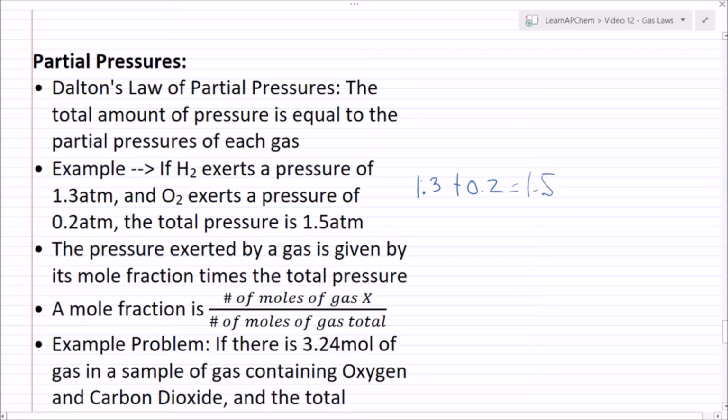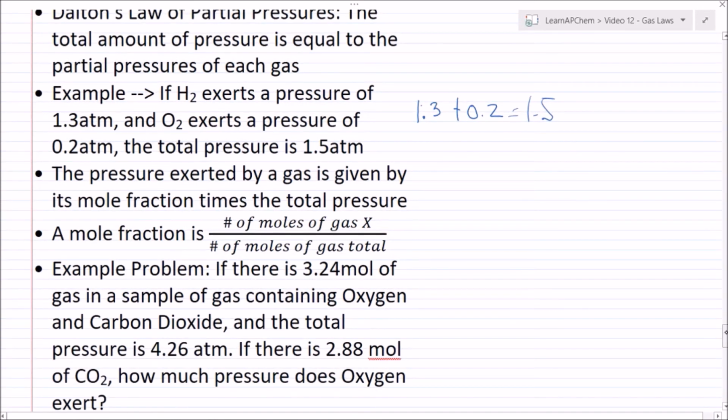Now the pressure exerted by a gas is given by its mole fraction times the total pressure. And a mole fraction is just the number of moles of gas X, or just some random gas, over the number of moles of gas total. So if I had, in this example, say 5 moles of H2 and 1 mole of O2, my mole fraction for O2 would be 1 over 1 plus 5. Now note that that's probably not going to actually work in this example. I just sort of made those up.